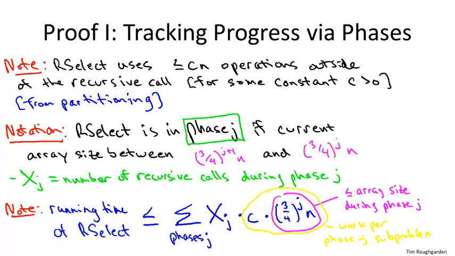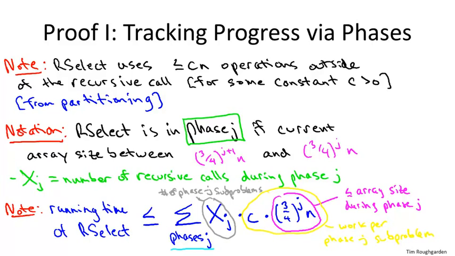How much work do we do in phase j overall? Well, we just take the work per subproblem, that's what's circled in yellow, and we multiply it times the number of such subproblems we have. And of course, we don't want to forget any of our subproblems, so we sum over all of the phases j to ensure that at every point we count the work done in each of the subproblems. Okay, so that's the upshot of this slide. We can upper bound the running time of our randomized algorithm very simply in terms of phases and the xj's, the number of subproblems that we have to endure during phase j.